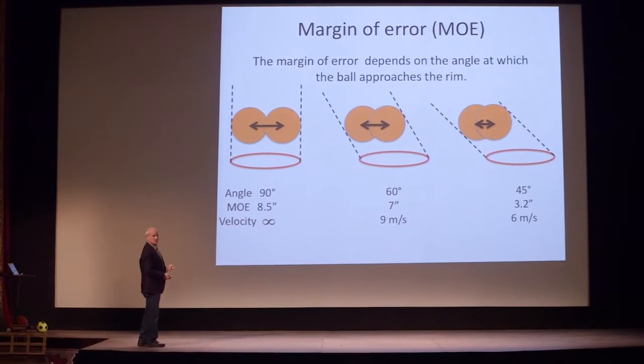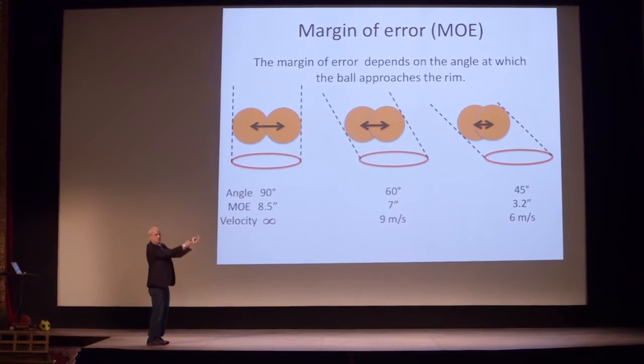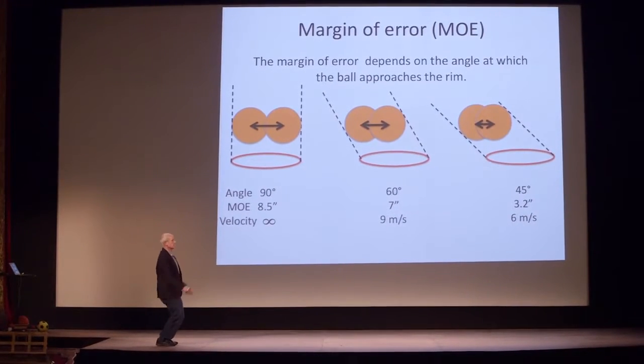Okay, so this margin of error is a measure of how much you can miss by and still make the shot, still get the 2 points. So the margin of error, interestingly enough, depends on how the ball is coming down into the basket. The granny shot is what they really call it, tends to have a very high arc and come down onto the basket, not at 90 degrees, but fairly straight down. And it turns out that at 90 degrees, the margin of error, which is the distance between these two possible positions for the basketball, is about 8.5 inches.